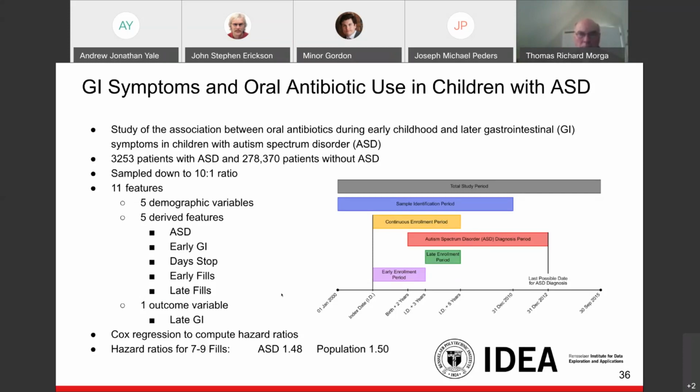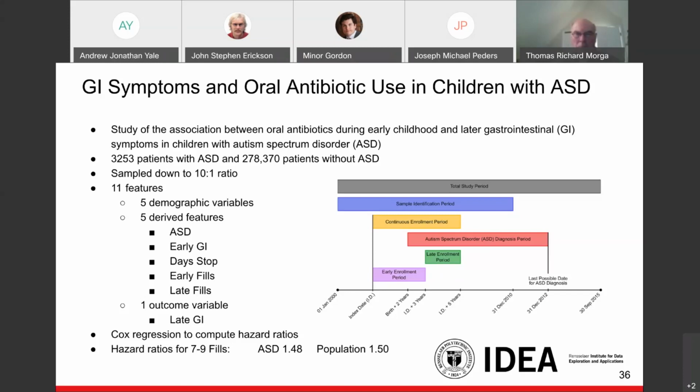And so the first study looks at gastrointestinal symptoms and oral antibiotic use in children with autism spectrum disorder. Basically it's trying to look at a population of patients with and without autism spectrum disorder and their number of GI diagnoses, as well as their number of antibiotic fills. We're looking at 3,253 patients with autism spectrum disorder and roughly 278,000 patients without autism spectrum disorder originally. This was sampled down to a 10-to-1 ratio to not overpower the autism spectrum disorder cohort.